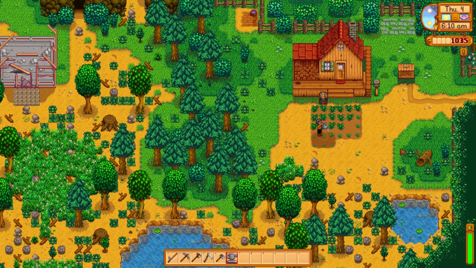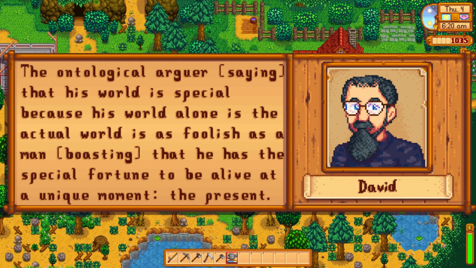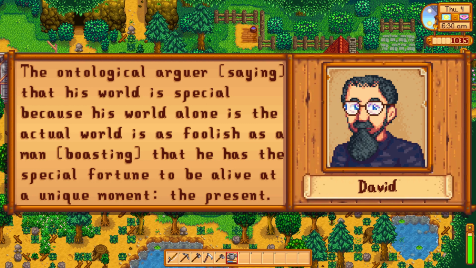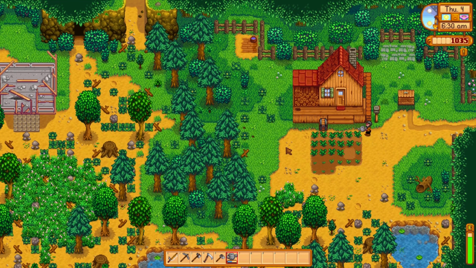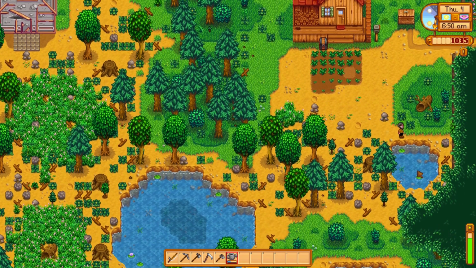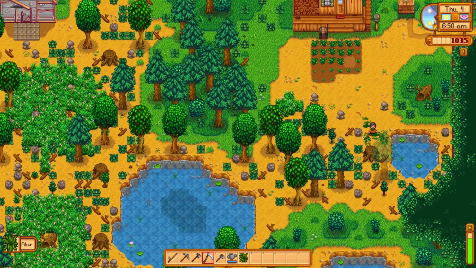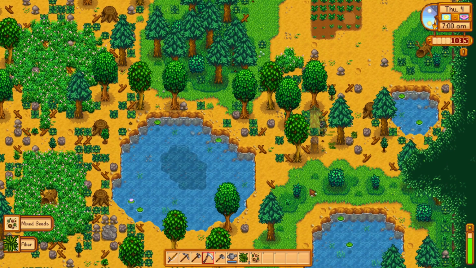This is why Lewis states, "The ontological arguer, saying that his world is special because his world alone is the actual world, is as foolish as a man boasting that he has the special fortune to be alive at a unique moment, the present." Bringing all we've discussed together, the best versions of Anselm's ontological argument, when translated into Lewis's brand of non-modal logic, include the first and second translations of premise 3. Nevertheless, both unfortunately fail on account of a lack of credibility and validity, respectively.